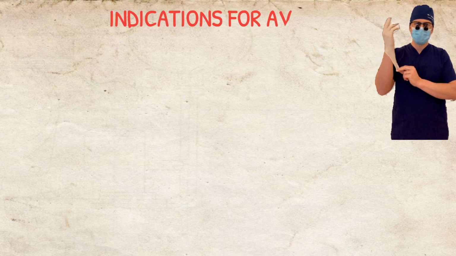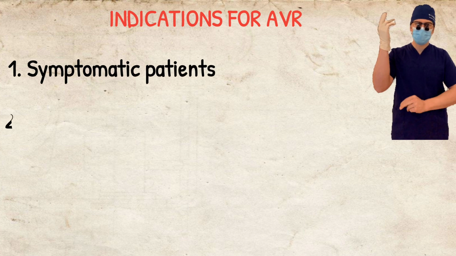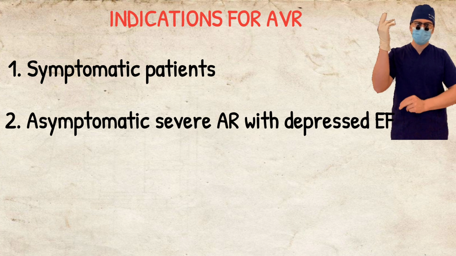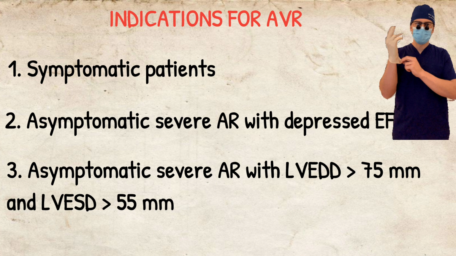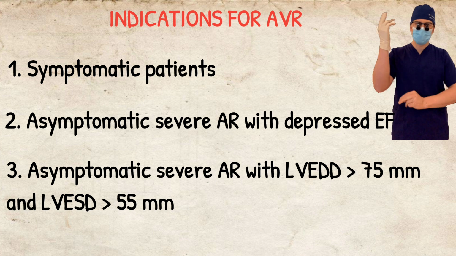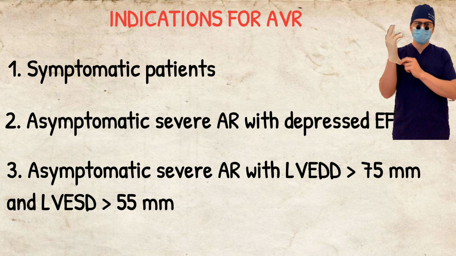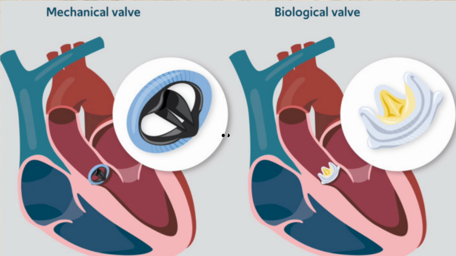Now, when it comes to surgery, we do aortic valve replacement in symptomatic patients. In asymptomatic patients, we do it if there is depressed ejection fraction, and we also do it in asymptomatic patients if left ventricular end diastolic diameter is more than 75 mm and left ventricular end systolic diameter is more than 55 mm, meaning left ventricular dilatation.